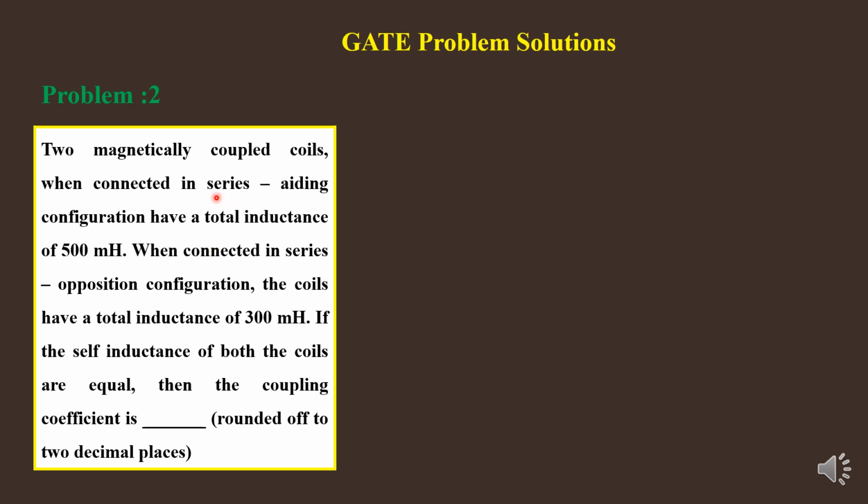Two connections are given, series aiding and series opposition. In series aiding, the total inductance is 500 millihenry, and in series opposition configuration, the total inductance is 300 millihenry. We need to find the coupling coefficient. Let me write the formula first. The coefficient of coupling K equal to M, the mutual inductance, by root of L1 L2. The condition given is that the self-inductances of both the coils are equal, so L1 equal to L2.